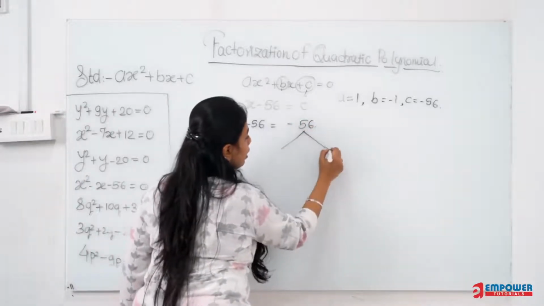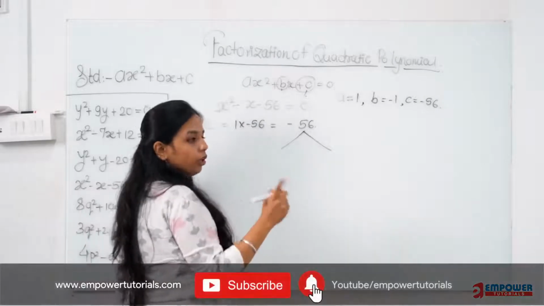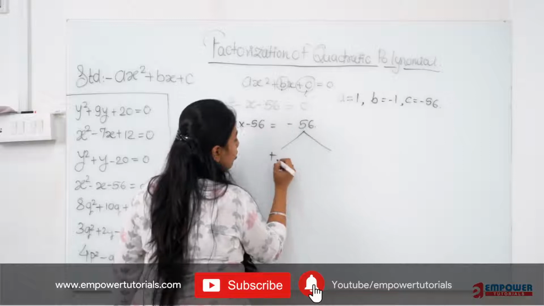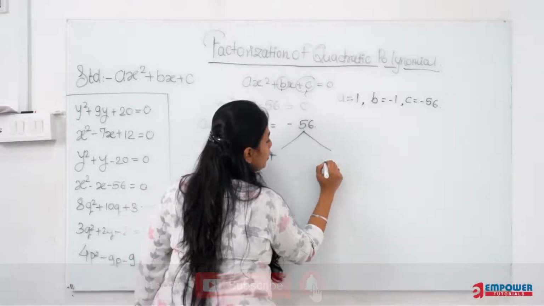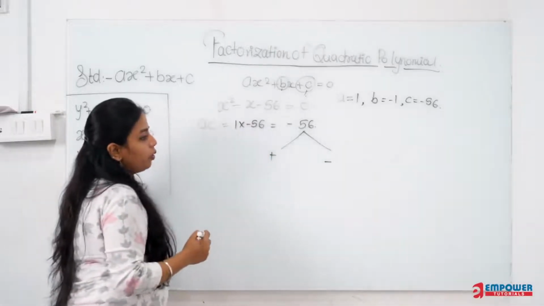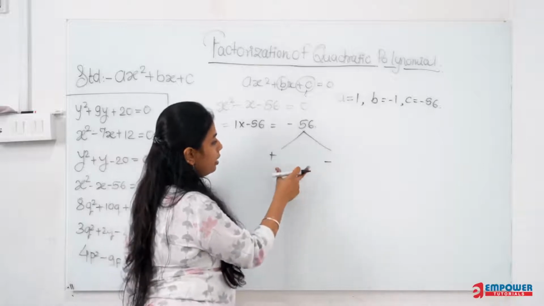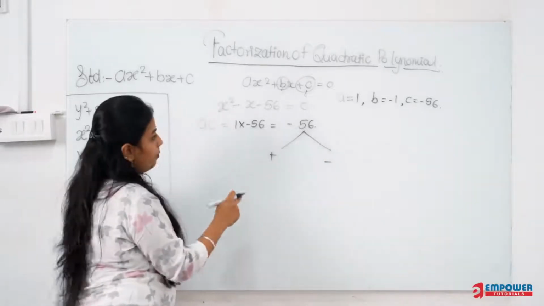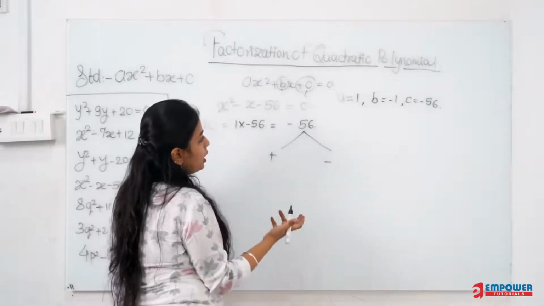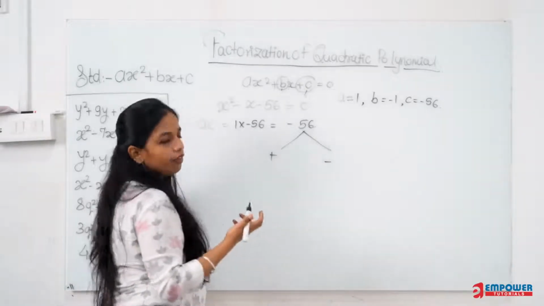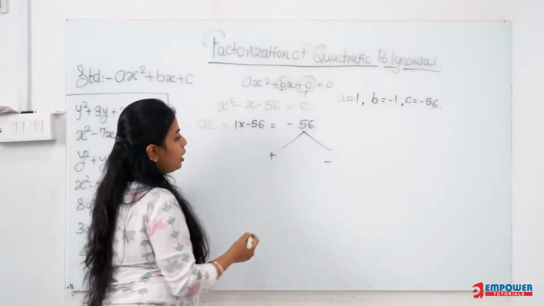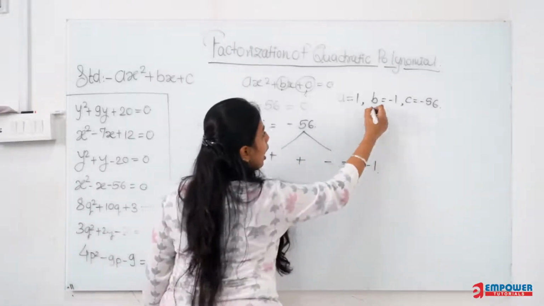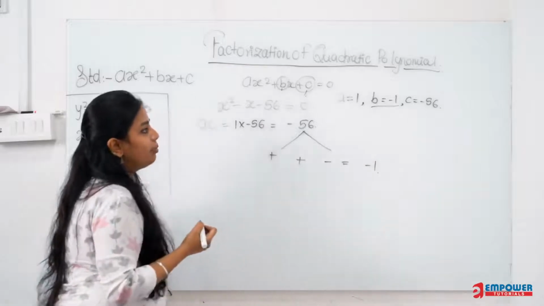So there is only one chance of getting negative as the answer, that is multiplication of one positive and one negative number. Okay, so I will have factors that have one positive number and one negative number. Now how to decide which number is positive and which number is negative? The addition of these two must be equal to minus 1, because I have coefficient of b as minus 1.